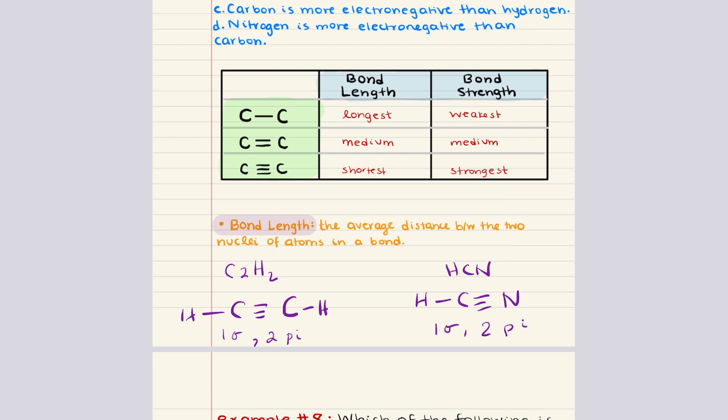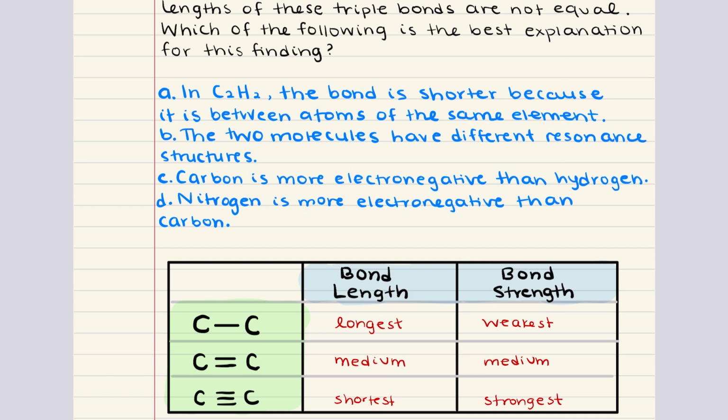With that in mind, we're going to go back and we're going to work through these answer choices one by one. A says in acetylene, the bond is shorter because it is between atoms of the same element. Now, this statement implies that the equal sharing of electrons and the similar size of the carbon atoms is going to result in a shorter bond length. But since the two atoms involved are identical, the bond length is influenced by this symmetry and by uniform electron distribution. Okay, now considering this, that does not seem to be the best explanation for this finding.